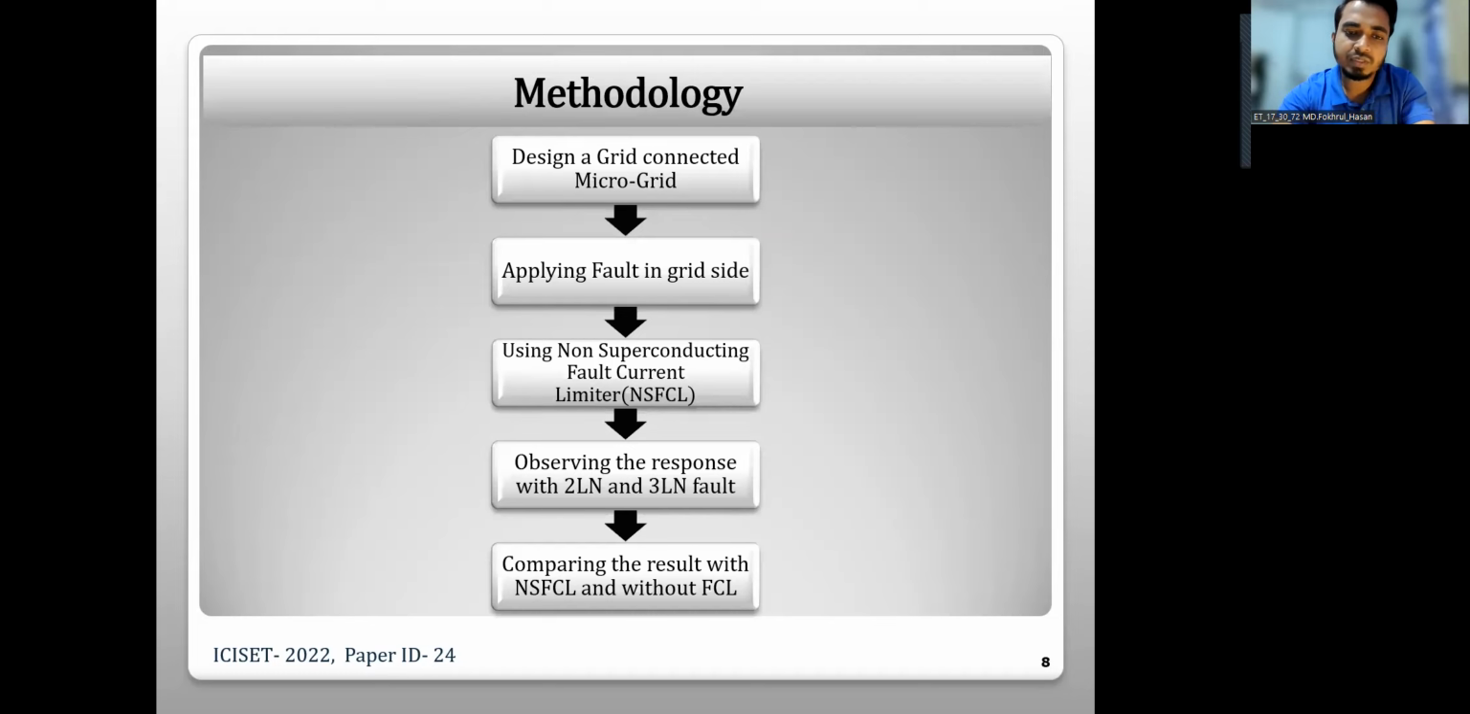Now we are going to present the total methodology of our work. We designed a grid connected microgrid at first and then applied a fault in the grid side. We used a non-superconducting fault current limiter, which is SDBR, to limit the fault current. And then we observed the response for 2 line to neutral and 3 line to neutral faults. And lastly, we compared the results with NSFCL and without NSFCL, that is, without FCL.